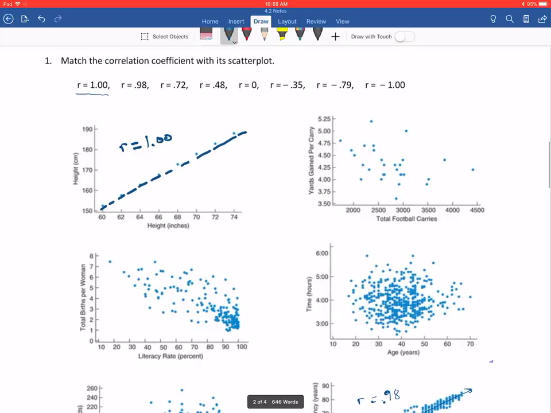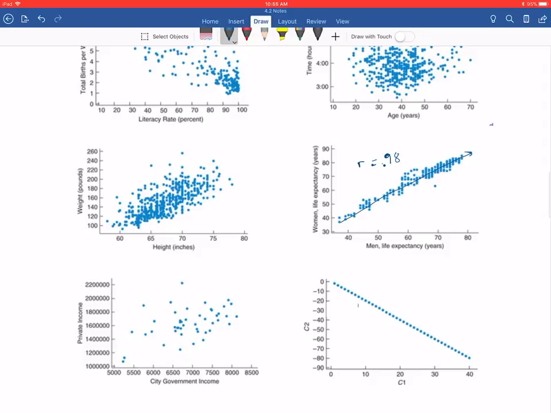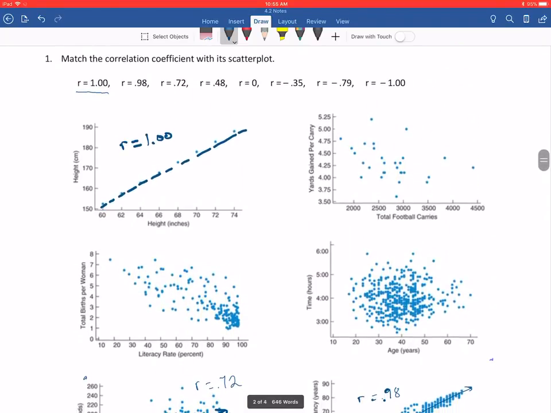Okay, and then my next one is a 0.72. So I need, again, a fairly strong positive trend. Looks like my other two positive ones are here and here. Out of those two, I would probably say that this one is stronger. There's less vertical spread in this one than in this one down here. So I would label this one as a 0.72 and this one as a 0.48. So all those are positive linear trends. The only difference is how strong they are.